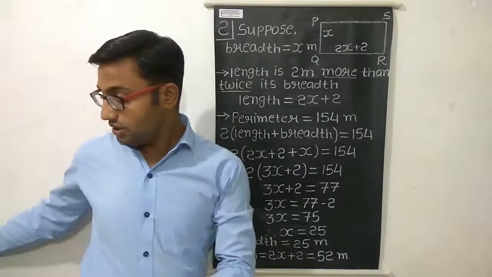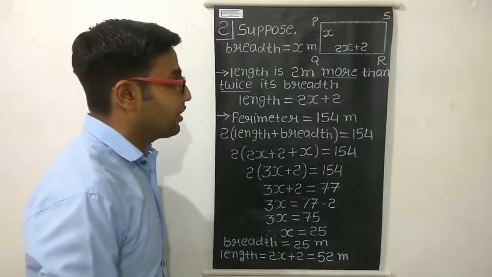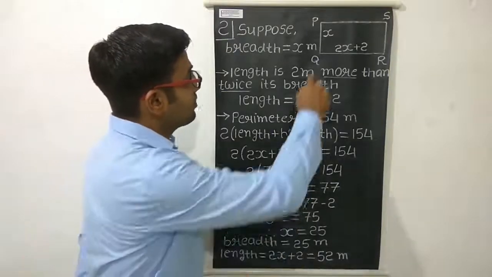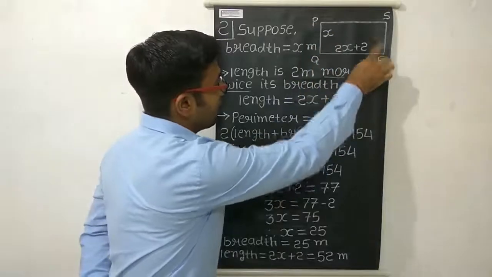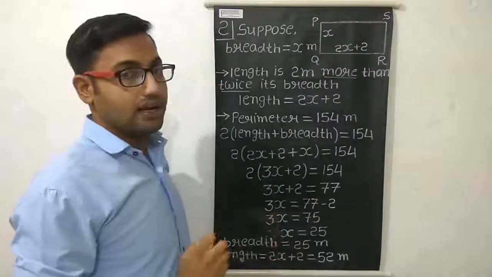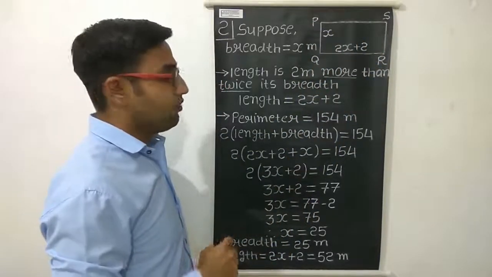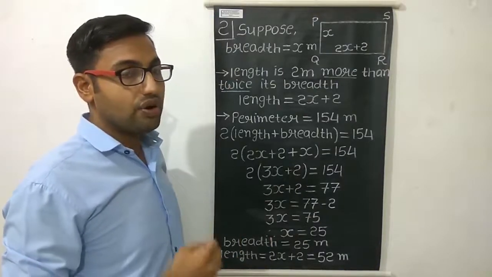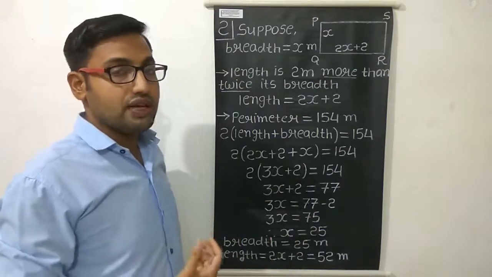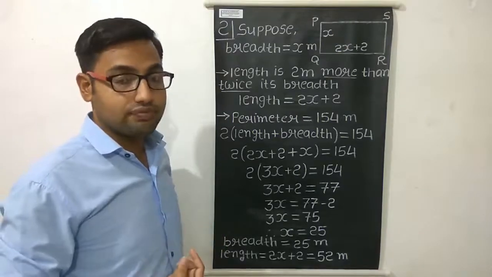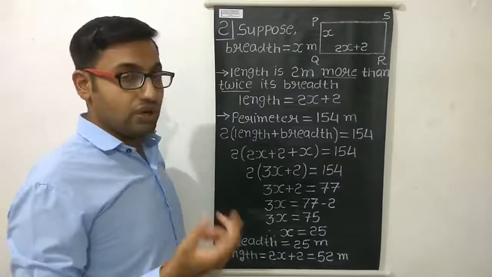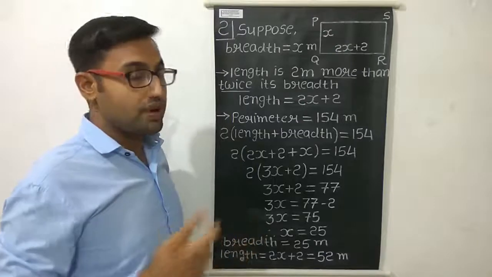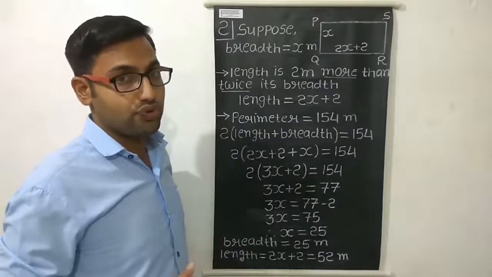So in this question, we are given a rectangular swimming pool. Let's suppose PQRS is the rectangular swimming pool. We have to find out the length and the breadth. But what do we have to suppose? We can suppose only one variable here, either the length or the breadth. That we have to think about first of all.